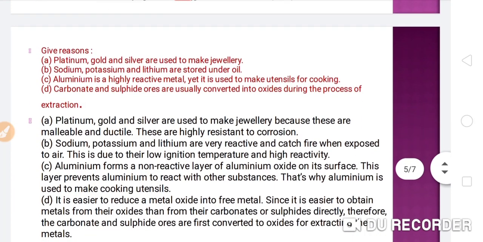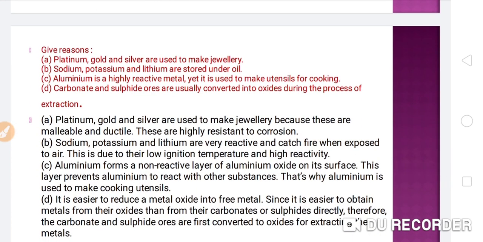Now, give reasons. Number first, platinum, gold and silver are used to make jewelry. Why? What is the reason behind it? Second question, potassium, sodium and lithium are stored under the oil. Why? What is the reason? Aluminium is a highly reactive metal, yet it is used to make the utensils for cooking. Why? Now, last one, carbonate and sulfide ores are usually converted into oxides during the process of extraction.